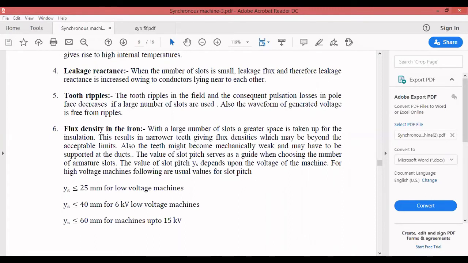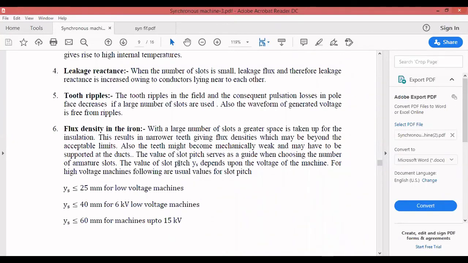To avoid this situation, the slot pitch serves as a guide when choosing the number of armature slots. So we are taking a slot pitch. If you remember, we have taken a slot pitch for a higher rating machine. It lies between 15 mm to 30 mm. For a low rating machine, it will be around 10 mm. Like that, we have assumed, and we have solved the problem.